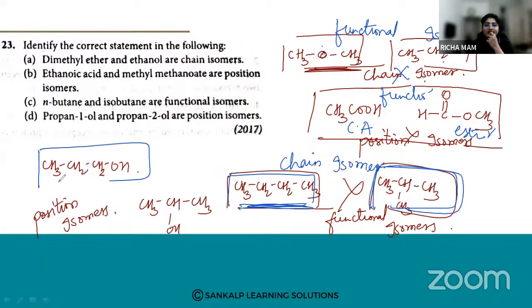Then the last one, you can see there is a change in position. Right? This is a change in position. So this is a position isomer. So option number D is the correct answer. Yes, Tejaswini has answered, Hema has answered. Okay, very good. So option number D is the correct answer. I hope it is clear.